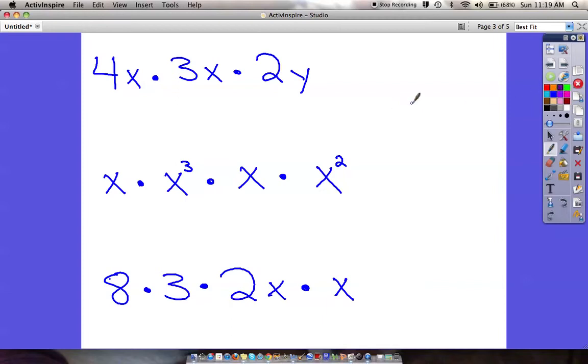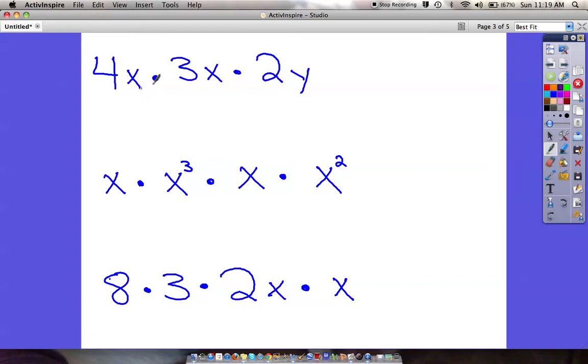Next screen. Again, if you want to pause this and try these on your own, and I'm hoping by now you're recognizing a pattern, but pause it if you want to and try it. If not, just follow along with me here. We're doing a couple of different ones here, but it isn't any different.